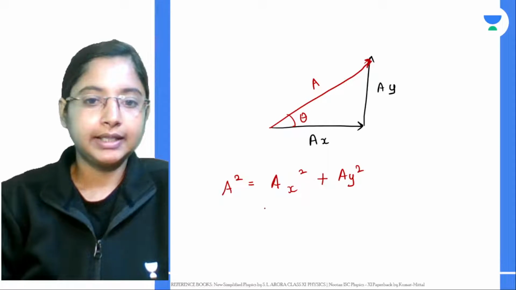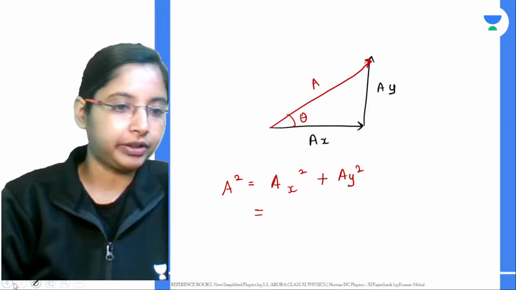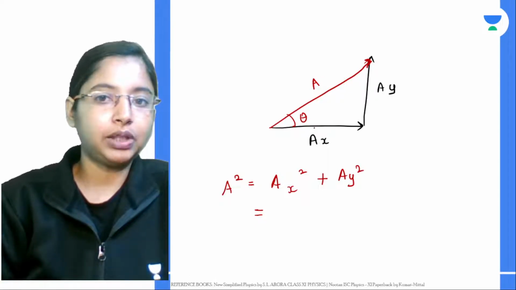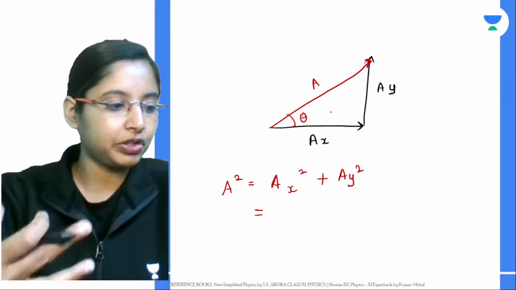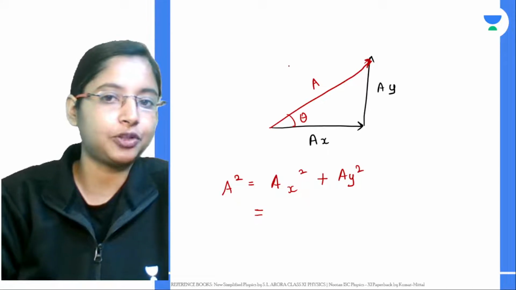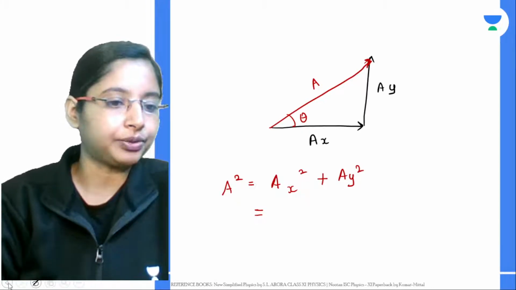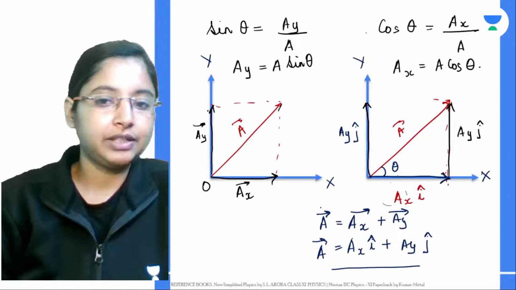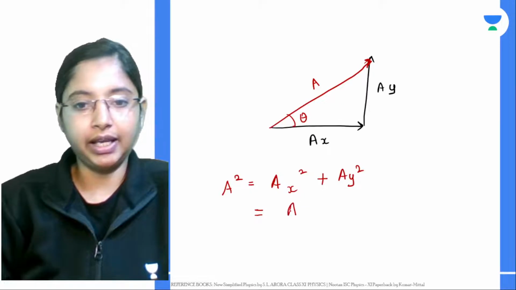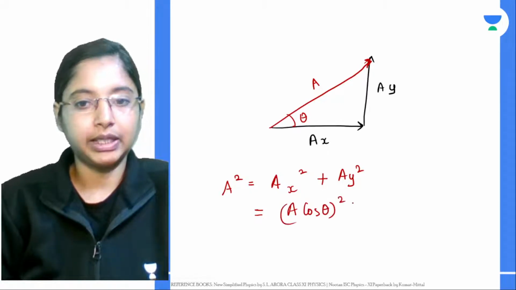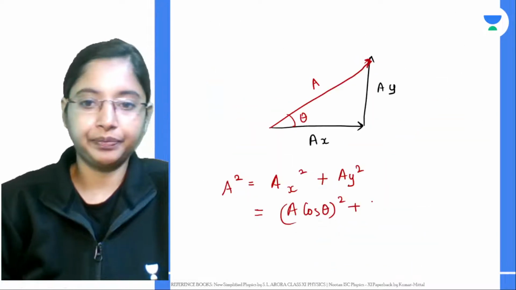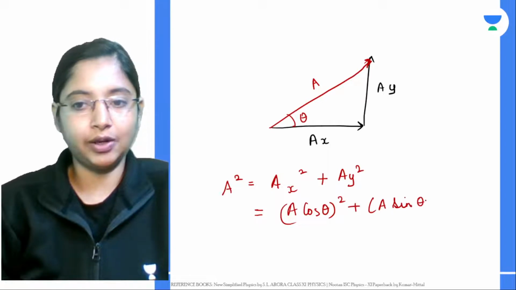Now let's substitute. Right now we have resolved this A vector into Ax and Ay. Now we are trying to find the magnitude. We have resolved it. Now finally we have to get a value for it. We have to find the magnitude as well as the direction of this A vector. So let's find the magnitude. We saw that Ax is A cos theta. Ax vector, we can say this is A cos theta the whole square. Similarly, Ay vector is A sin theta, A sin theta the whole square.